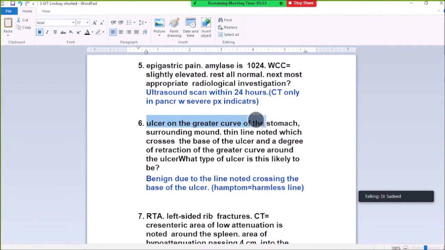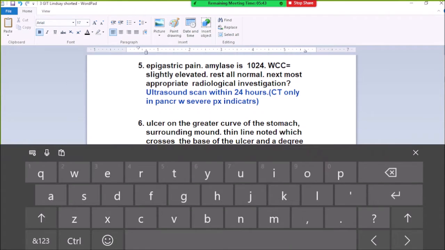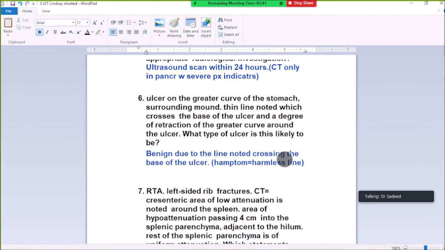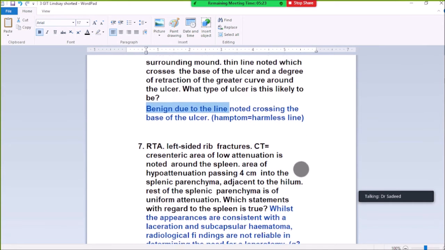Question 6, ulcer on the greater curvature of the stomach. Surrounding mound. A thin line is noted which crosses the base of the ulcer, and there is retraction of the greater curvature around the ulcer. What type of ulcer is this likely to be? This is a benign ulcer due to the line noted crossing the base of the ulcer. This is called the Hampton line. Ulcer on the greater curvature of the stomach, and a thin line noted which crosses the base of the ulcer, with retraction of the greater curve around the ulcer. This is a benign ulcer due to the line.